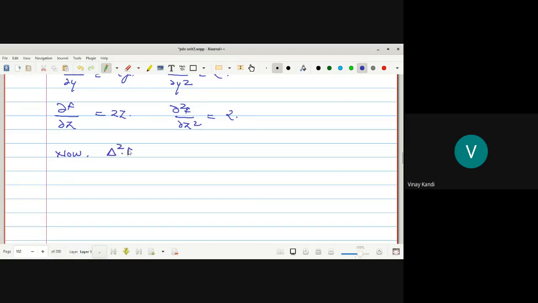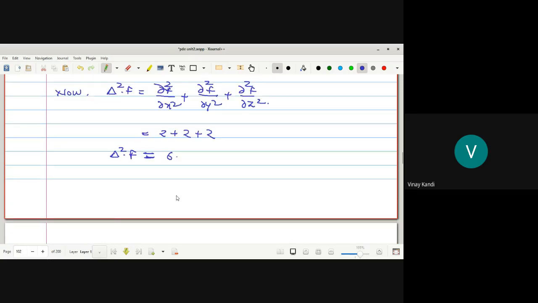Now, what is the delta square f? It is equal to ∂²f/∂x² plus ∂²f/∂y² plus ∂²f/∂z², which is equal to 2 plus 2 plus 2, which is equal to 6. This is the value of delta square f.